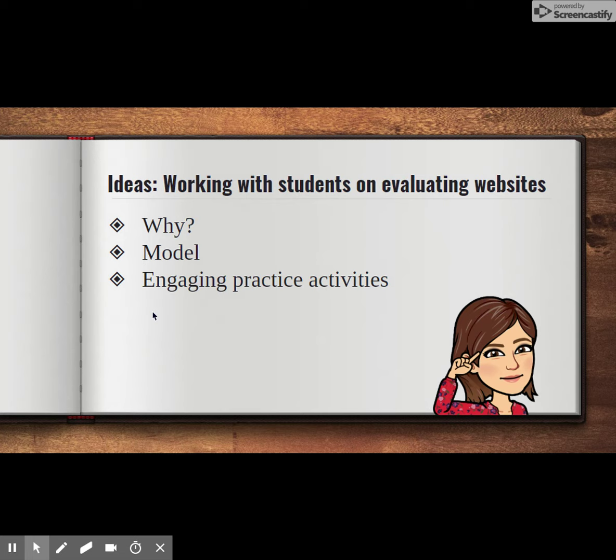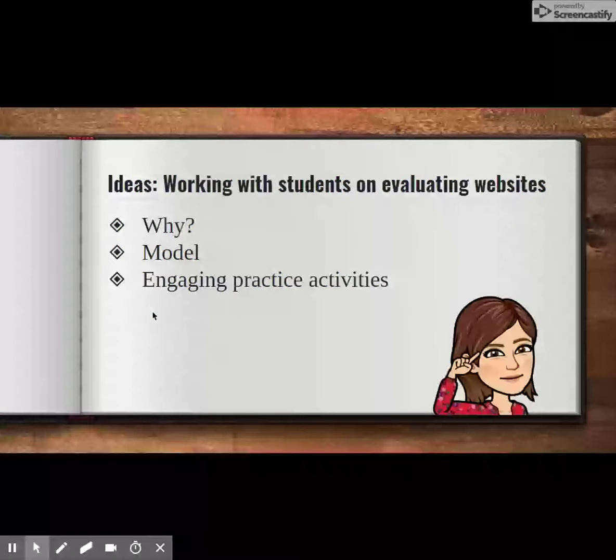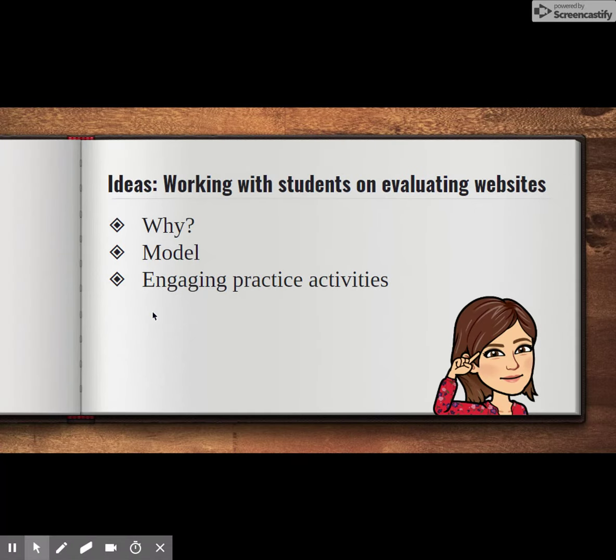Lessons that work for your students will all depend on their age and grade level, but here are a few ideas to help you get started. First, think of a strong reason why your students need to learn to evaluate websites and talk to them about it. Make it relevant to them. Then model what evaluating a website might look like.